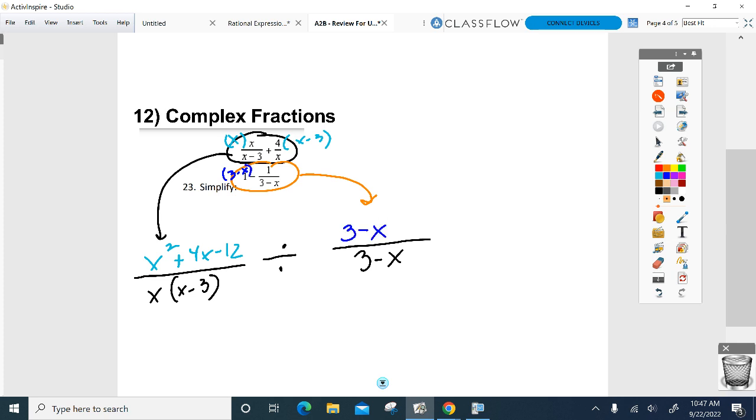3 minus x. What's the other 1 get multiplied by? Should the 1 get multiplied by anything? This one right here. Should I multiply by anything? All right, it's 3 minus x, so it's just going to be minus 1.